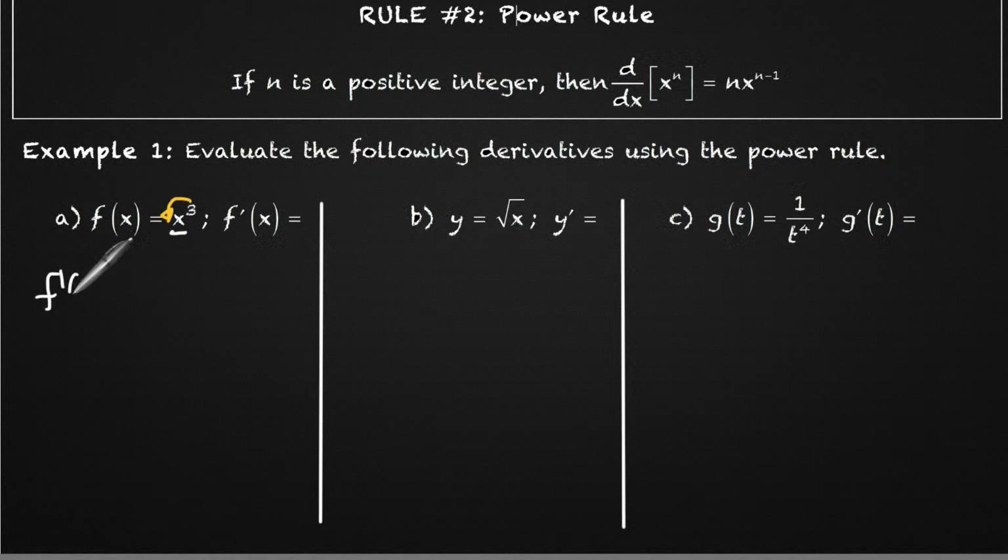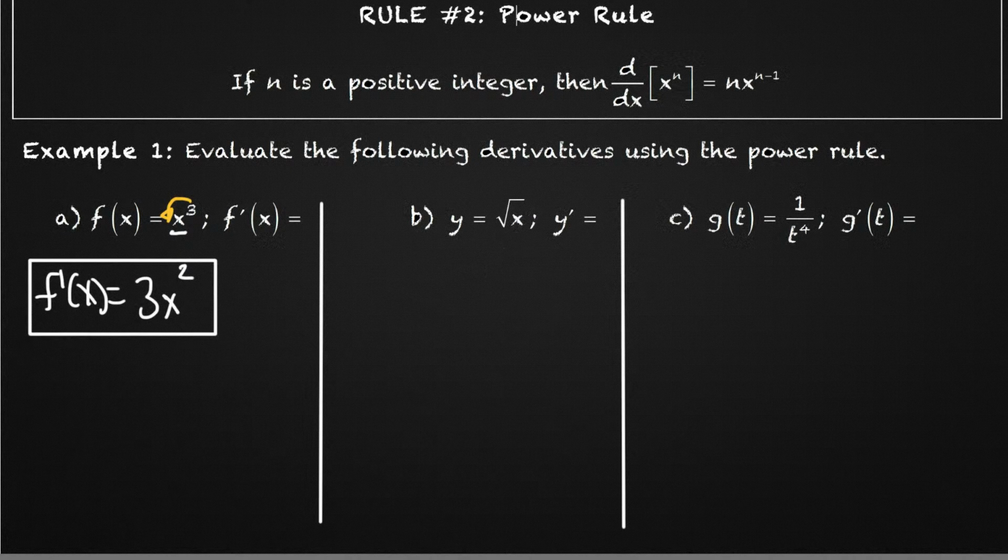Then you subtract 1 from the power. So f prime of x is going to be 3, leave the x there and subtract 1 from the power, 3x squared. That essentially is all the power rule involves, and you can see that this is a lot easier than the standard definition of a derivative.